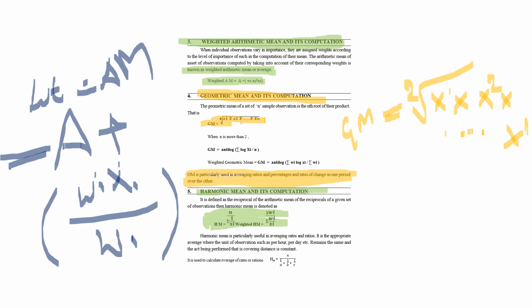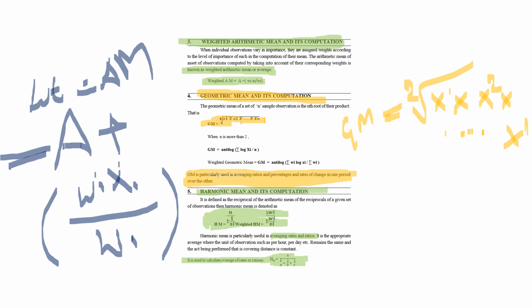So harmonic mean is particularly useful in average rates and ratios. It is the appropriate average where the unit of observation, such as per hour or per day, remains the same. The act being performed, that is covering distance, is constant. So to calculate average rates of ratios, we use this formula.